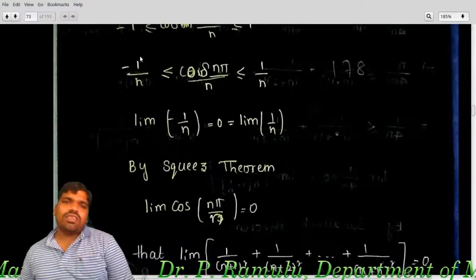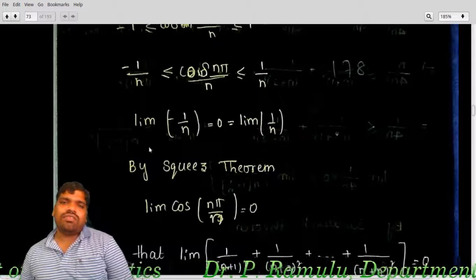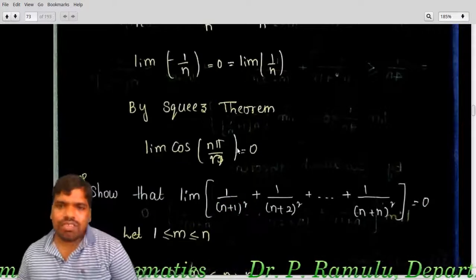So this limit is 0 and this is 0. The middle one is also 0. By the squeeze theorem, cos(n pi) by n goes to 0.